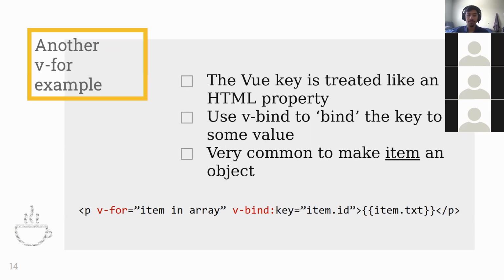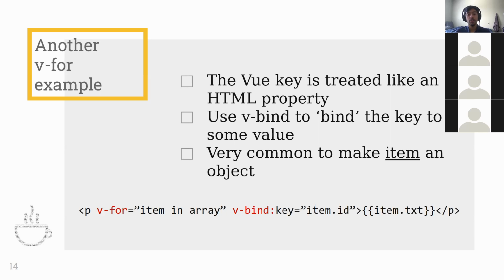So here's a little bit more of an in-depth v-for example. Key is treated like an HTML property. It's kind of like a faux property, meaning it doesn't really exist to HTML, but Vue considers it existing to itself. So it wants you to syntactically write it like you would any other regular old property, but it will handle it and not HTML. So you use v-bind like you did with any other kind of HTML-like property to bind the key to some value.